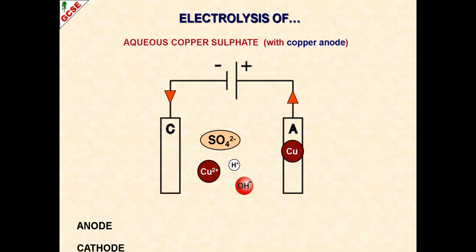Cathode will be pure copper and anode will be impure copper. That is correct. So from the impure copper, copper ions will move to the cathode. So we will have pure copper at the cathode, and at the anode, we will have all the impurities left. What will happen to these impurities?